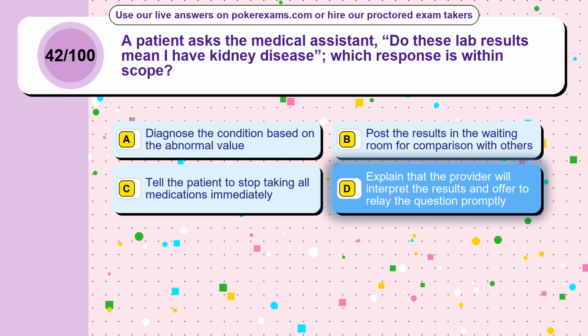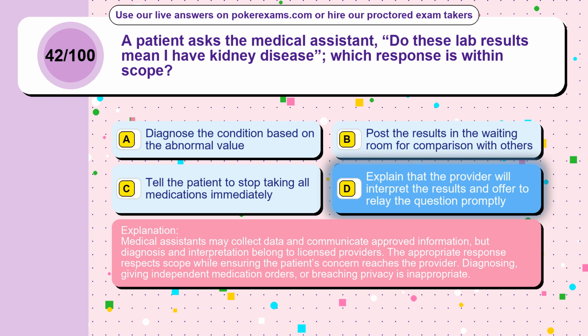The correct answer is option D. Explain that the provider will interpret the results and offer to relay the question promptly. Medical assistants may collect data and communicate approved information, but diagnosis and interpretation belong to licensed providers. The appropriate response respects scope while ensuring the patient's concern reaches the provider. Diagnosing, giving independent medication orders, or breaching privacy is inappropriate.